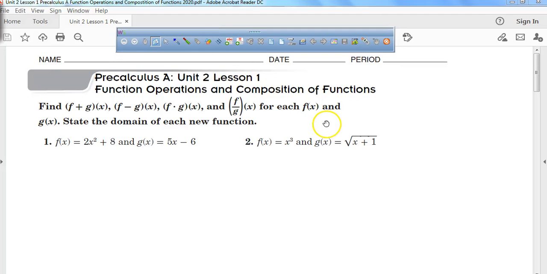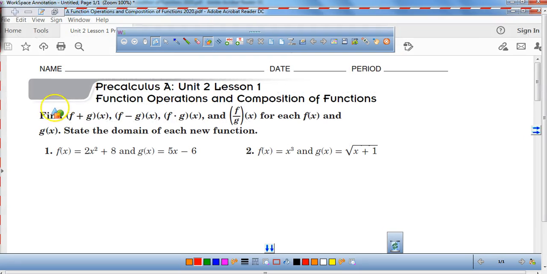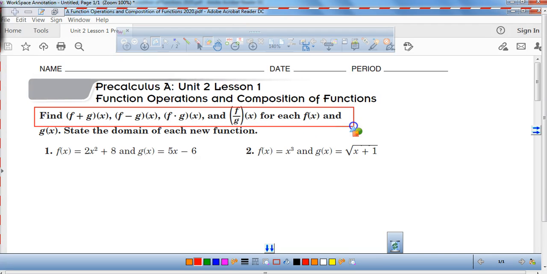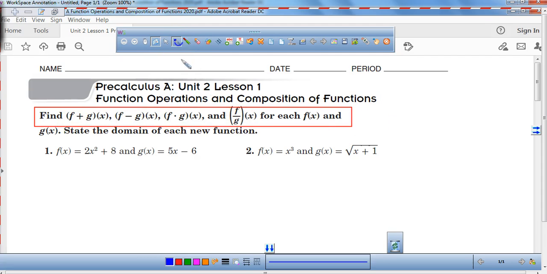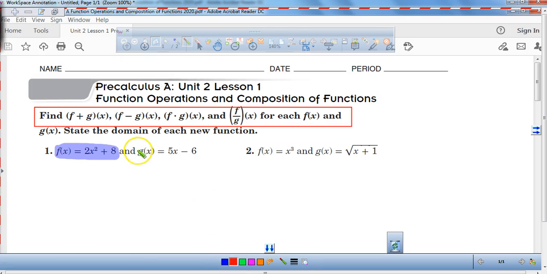Alright, so what we're going to be talking about today is function operations and composition of functions. Something you're going to need to write down in your journal is we are going to find all of these for f of x: find the sum, the difference, the product, and the quotient. If you have some highlighters, it'll probably be useful. We're going to do f of x equals 2x squared plus 8, and g of x equals 5x minus 6.